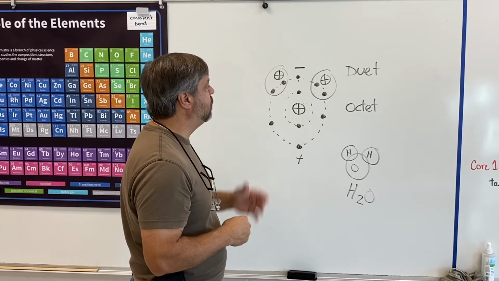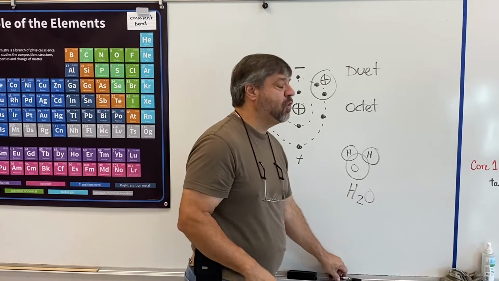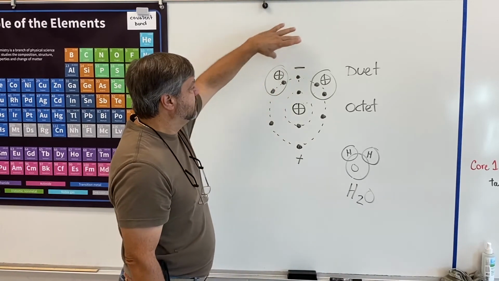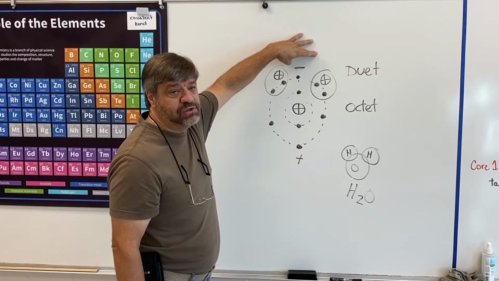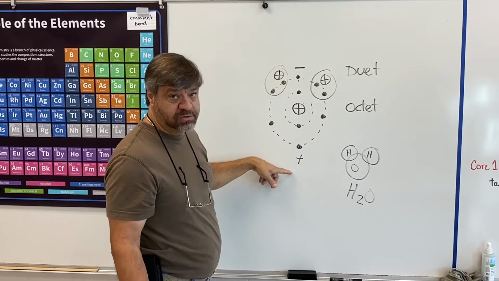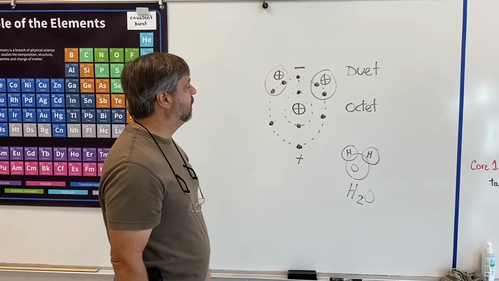So that is how water is formed. It is a type of covalent bond called a polar covalent bond. And again, the polar part is that the hydrogen atoms are attaching to one side of the oxygen atom, but not the other side. And that creates poles, the positive and negative poles of the molecule.